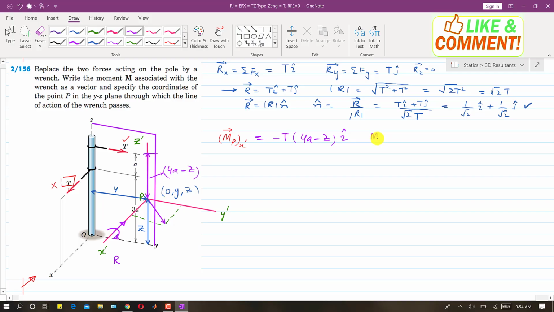Similarly, to find the component of the moment at point P along y dash, we will observe these forces from this direction, right? So now we can see that this t is parallel to y dash, so it will not produce any moment at point P, so only this t will produce the moment about y dash, right? And if we write, the magnitude will be t, and the perpendicular distance of this t from this y axis is this much.